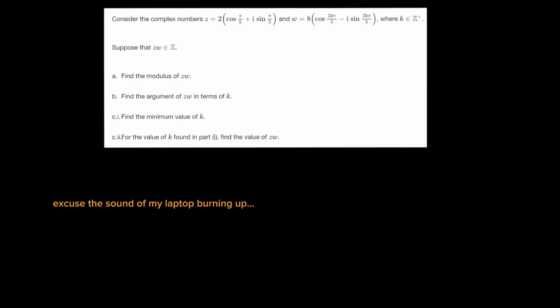Now we can try to do a past paper question. This is a screenshot of it, and you can pause the video and try to do it yourself at home. So now let's do it together. First we're going to find the modulus of zw. We are given two complex numbers above. This is the multiplication principle that we have walked through before. So we have the modulus of z times w equal to 2 times 8, which is 16.